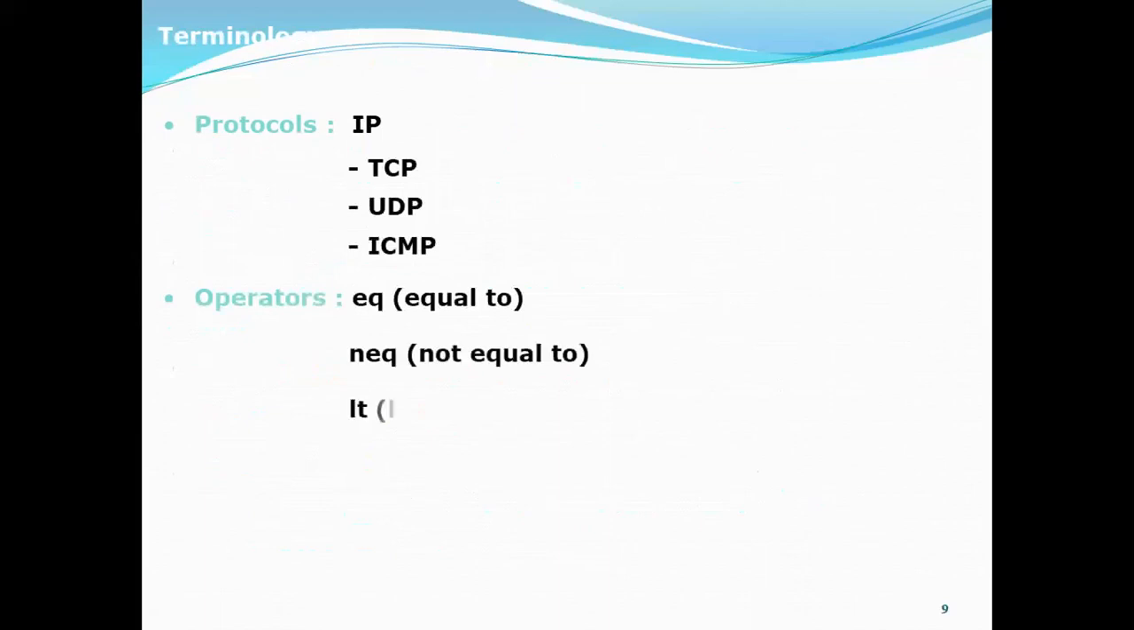Protocols are used in access control lists like IP, TCP, UDP, ICMP. Operators used are EQ, which is called equal to. You will see that in the configuration, it will be more clear how we use these operators and codes. NEQ not equal to, LT less than, GT greater than.